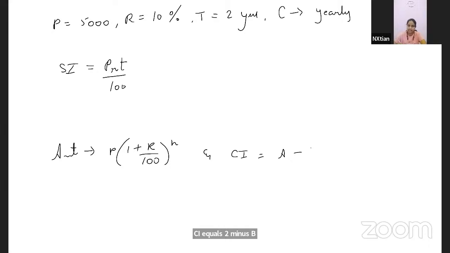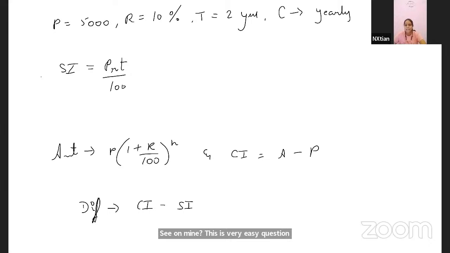Ma'am, why are you doing this for CI first? Why not SI first? I'm not solving it, I'm just telling you the formulas, okay? Then you will get the SI, you will get the CI. Then the difference will be CI minus SI. This is a very easy question. Really simple. You can try it out at home.